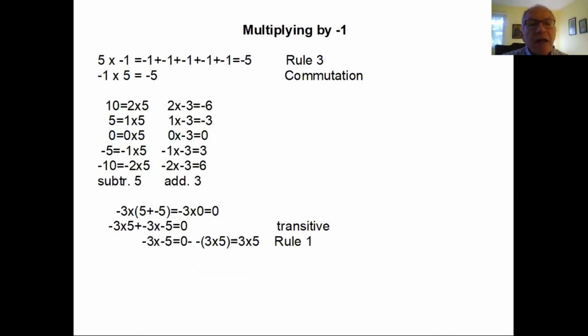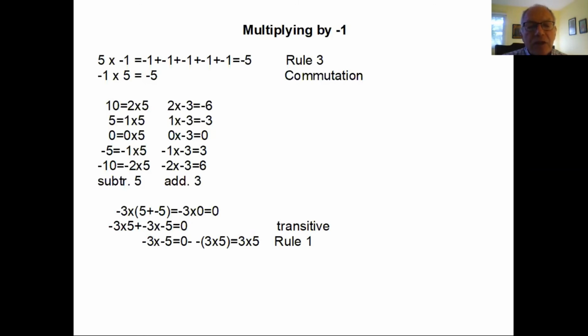Now let's take another look at things, and we find that 10 is equal to 2 times 5, 5 is equal to 1 times 5, and 0 is equal to 0 times 5. And what we're doing is subtracting 5 each time. Well, 0 take away 5 is minus 5, take away 5 is minus 10. So if we take the pattern 2, 1, 0, next would be minus 1, minus 2. And so we would draw the conclusion that a negative number times a positive number is a negative number. Sort of verifies our commutative property there.